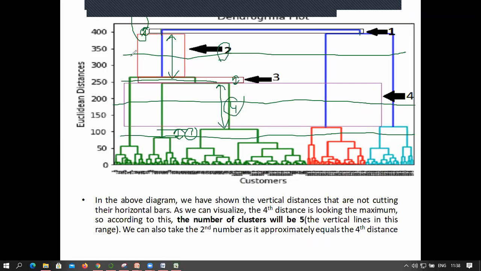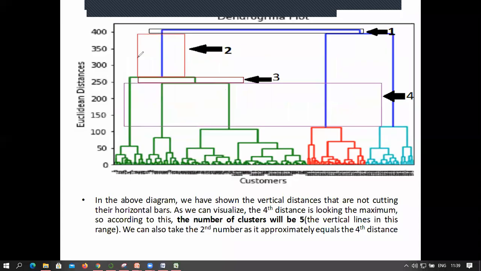Now, in this rectangle, I'm clearing all other things. When you draw one horizontal line within this rectangle, how many vertical lines is it crossing? How many vertical lines is it crossing? Yes, beta. Pavandeep, you only have to tell me. 5.